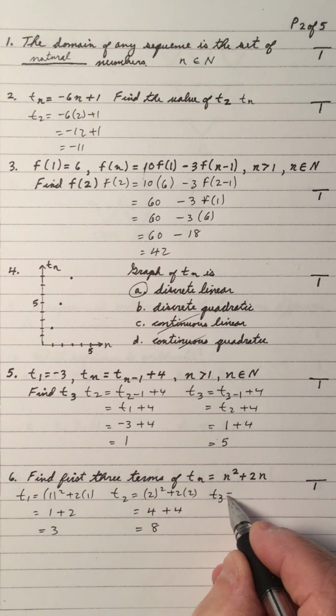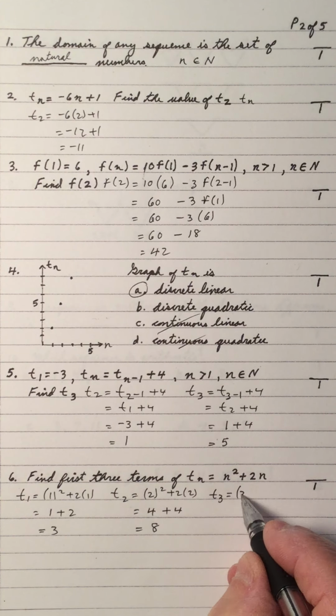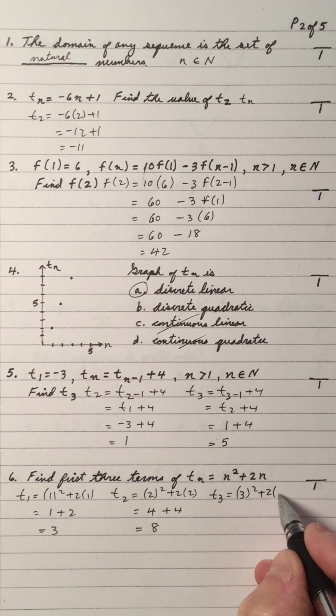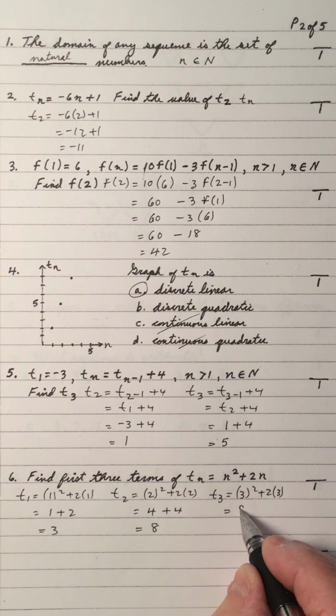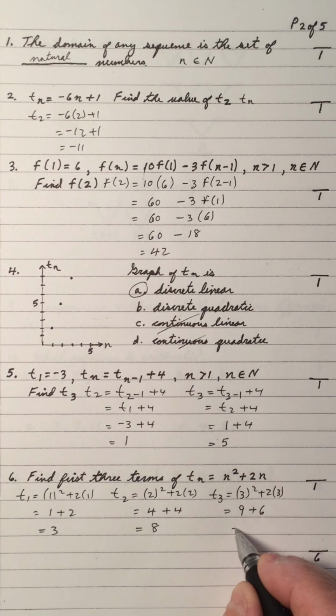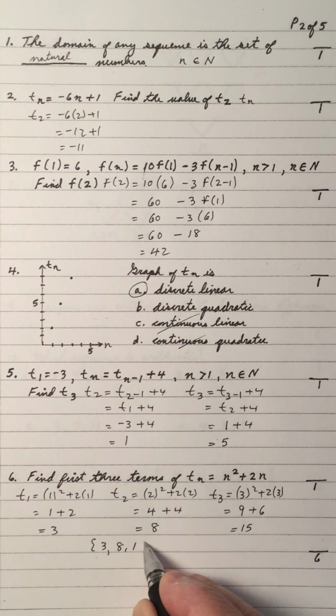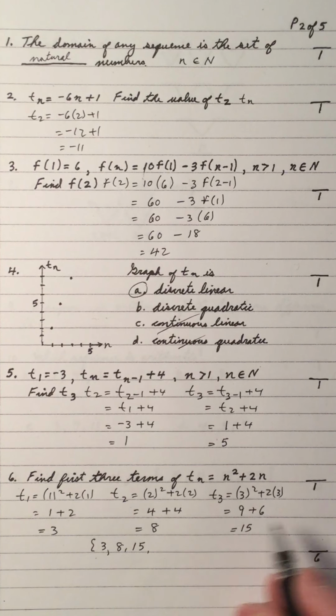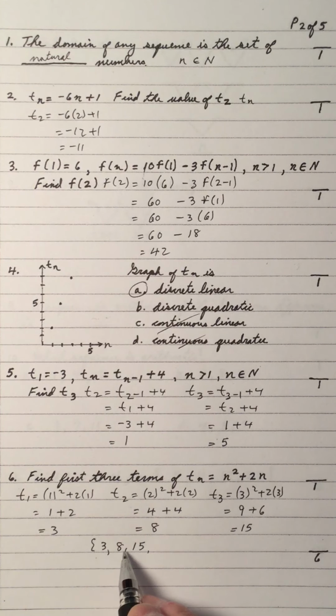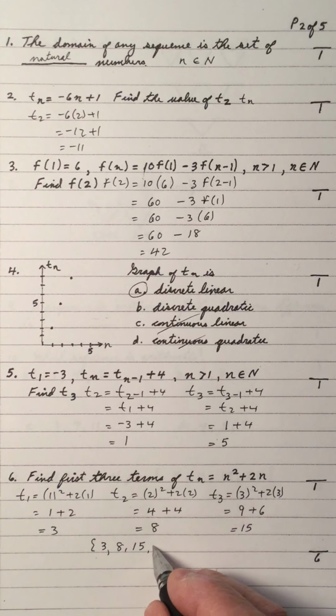So T3 is putting 3 in the place of n. So it's 3 squared plus 2 times 3. 3 squared is 9. 2 times 3 is 6. So it's 15. So the first 3 terms are 3, then 8, and then 15, and they keep on going. Notice it's a quadratic, so it's not arithmetic, so it's not going up by the same amount.